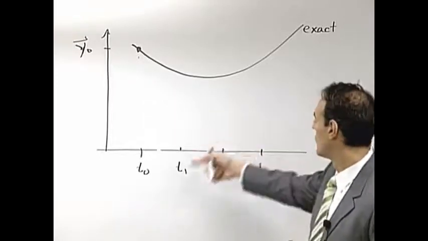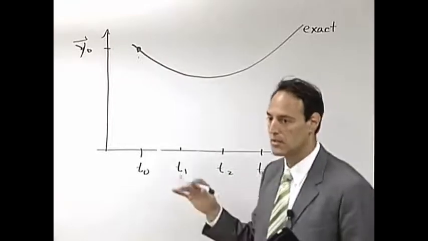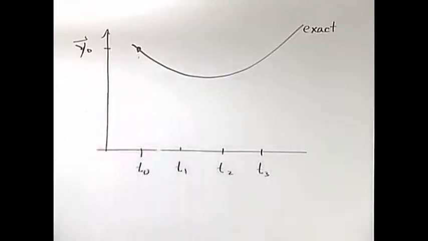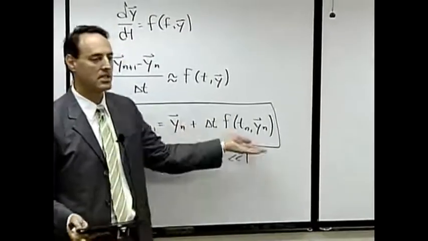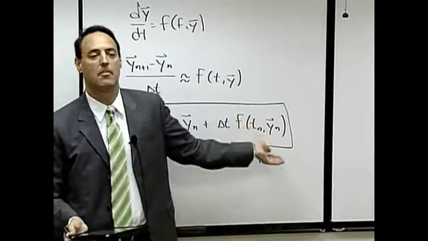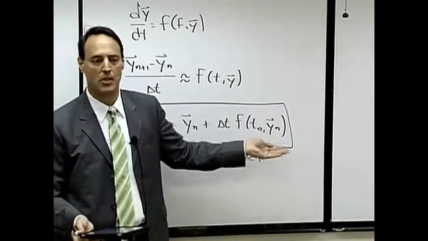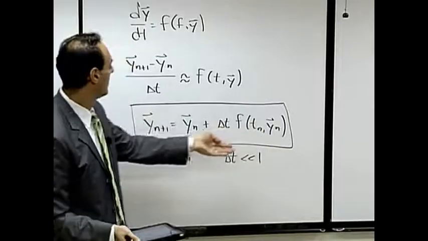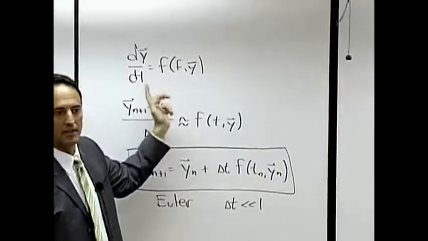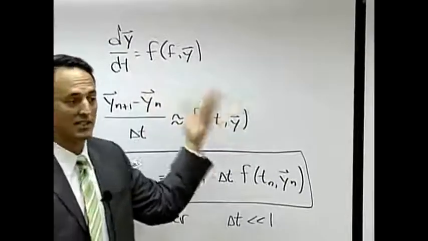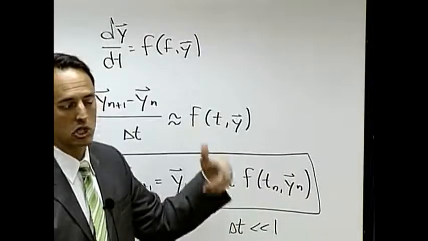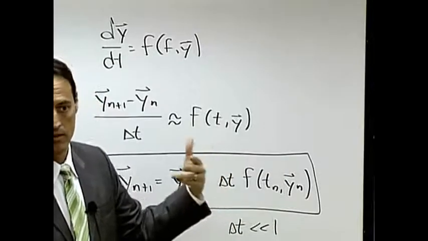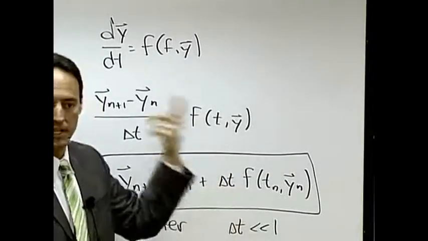How does it predict where t1 sits? Let's go back here and ask a question about this scheme. It says my solution in the future is what it is now plus a little bit of something. What is this little bit of something all about? F. What's F? Well, it's the right-hand side. It's the derivative. Well, derivative is a what? Slope. So I am basically using the slope, which is F, to predict my next point.